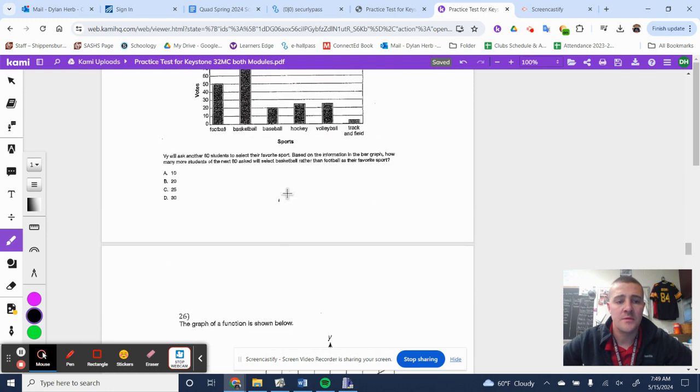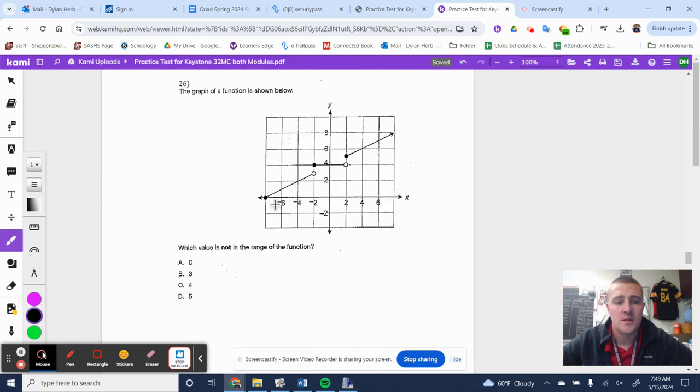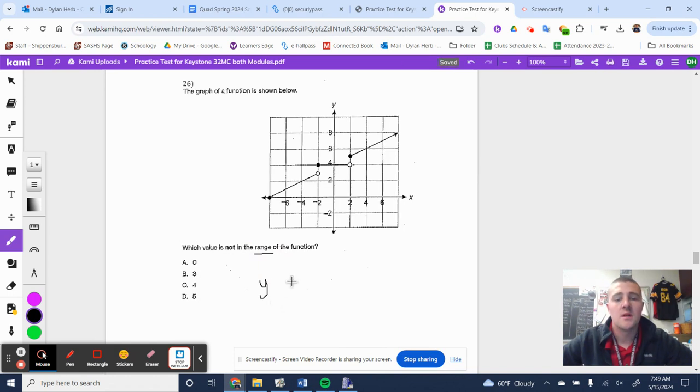Oh, I'm going to skip over 25 and answer 26 here. It says which value is not in the range. So the range of the function are the y values. Okay. And the y values, the y-axis, that's up and down. So we're thinking about height here. Which number is not shown in the range?